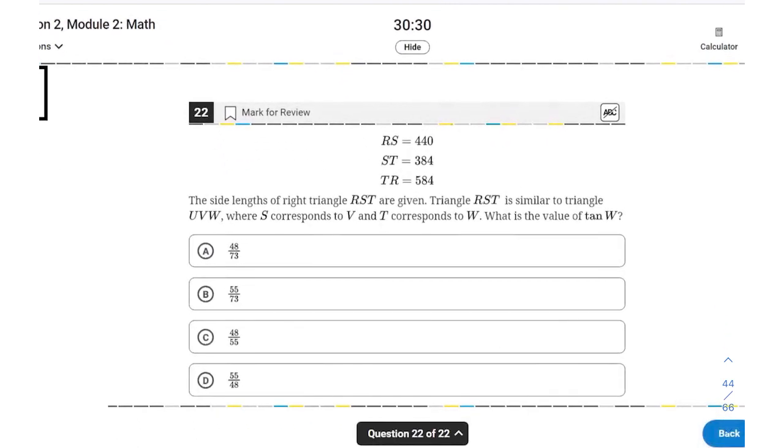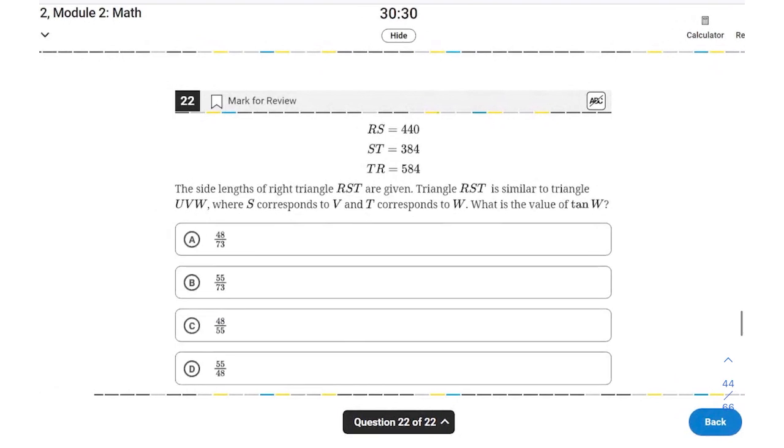All right, last question in this second module. So here it says RS equals 440, ST equals 384, TR equals 584. The side lengths of right triangle RST are given. Triangle RST is similar to triangle UVW, where S corresponds to V and T corresponds to W. What is the value of tangent of W?